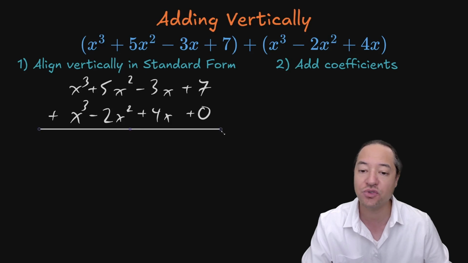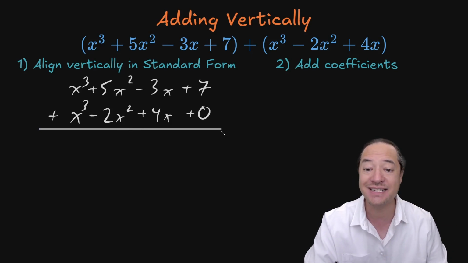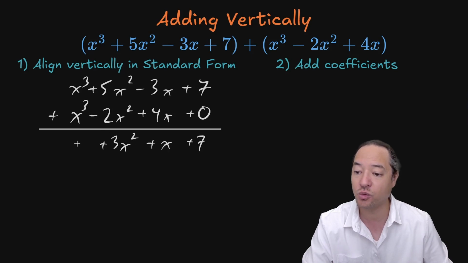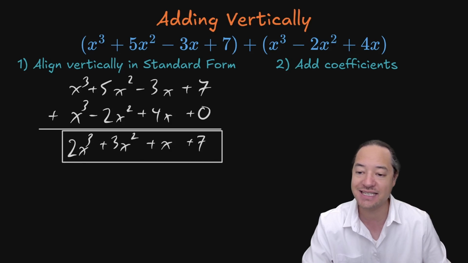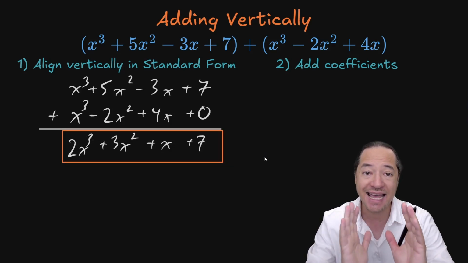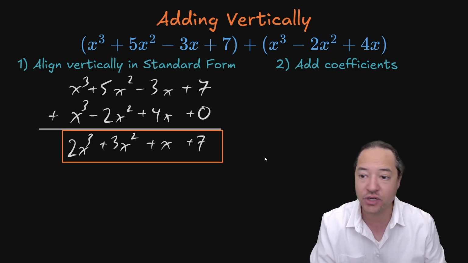And now we process this just like a normal addition problem. So for example, here we would get a 7 minus 3 plus 4, well, that'll be plus 1x. Here we'll wind up with a plus 3x squared, and here we'll have a 2x cubed. And there we go, right? This is exactly what we got before. Okay, so this is how we can add polynomials vertically together.